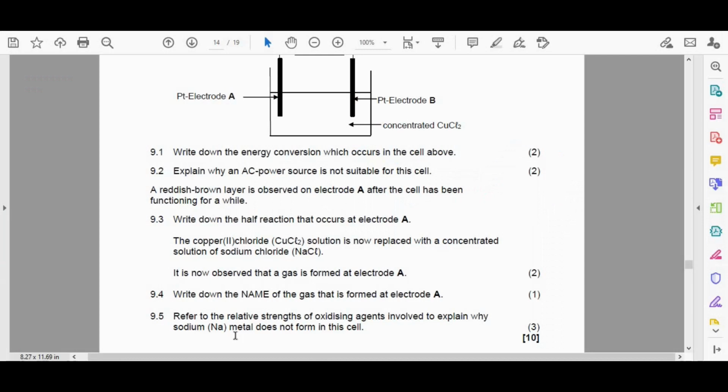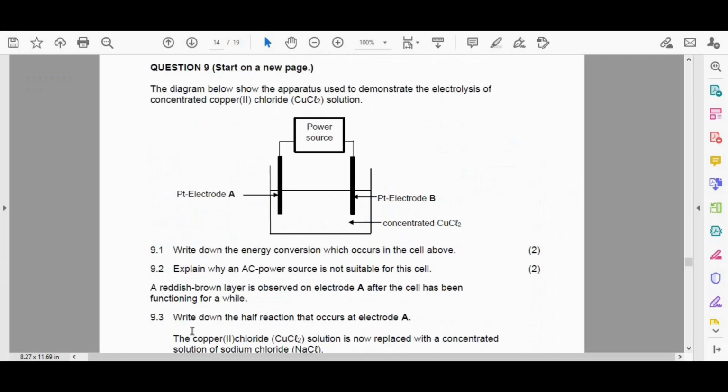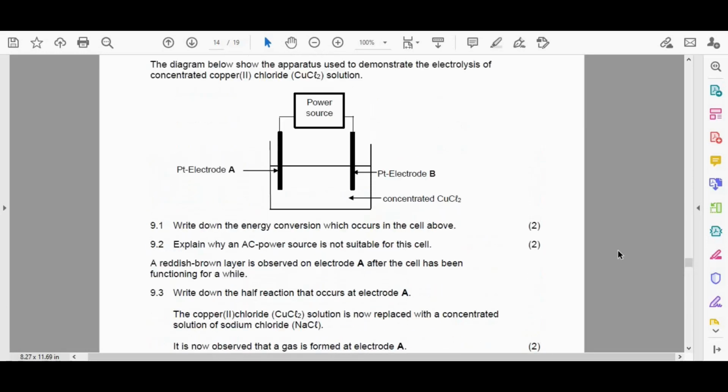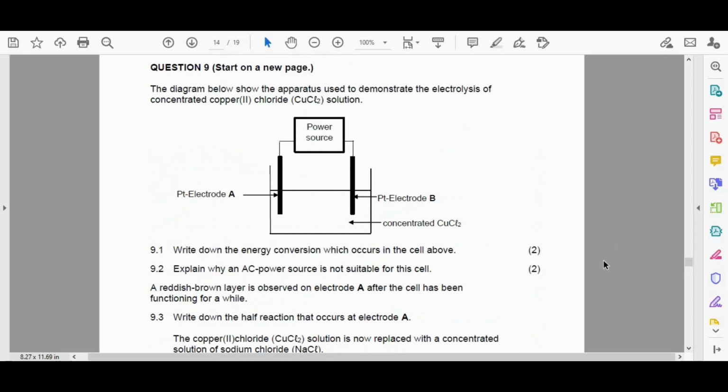So question 9 is wrapped up for 10 marks. It's usually less than question 8, which is our question on the galvanic cell done in the previous video. This question is about the electrolytic cell, involving questions around electrolysis. So with question 9.5, we've wrapped up question 9, and that is the end of this video.